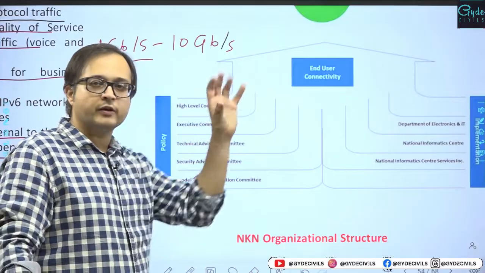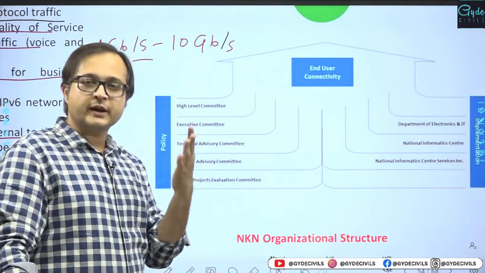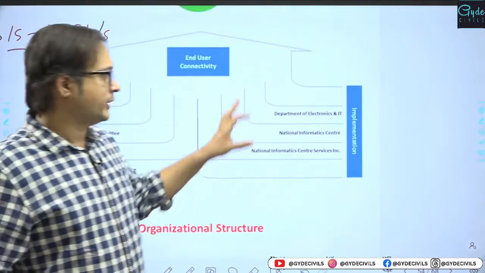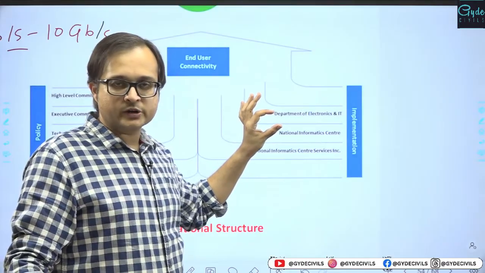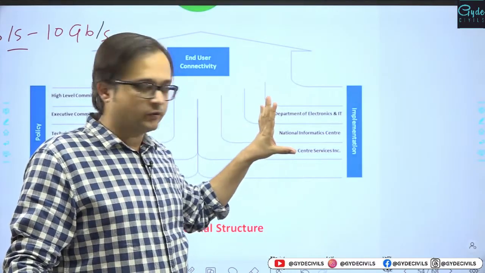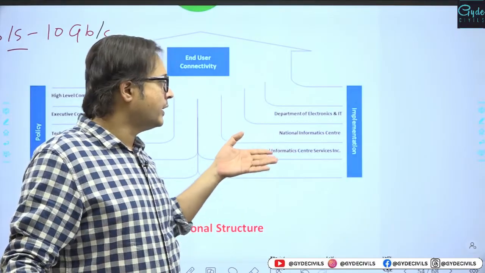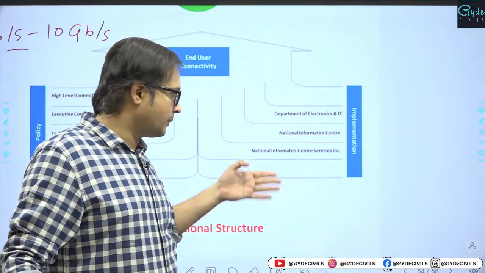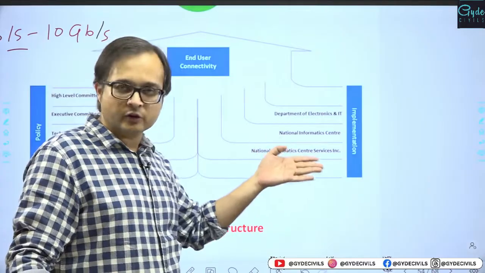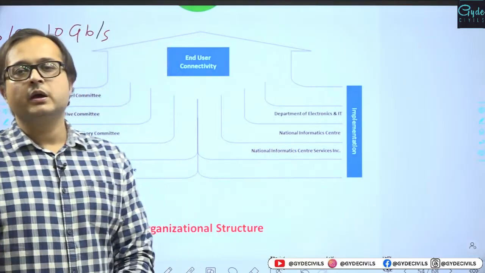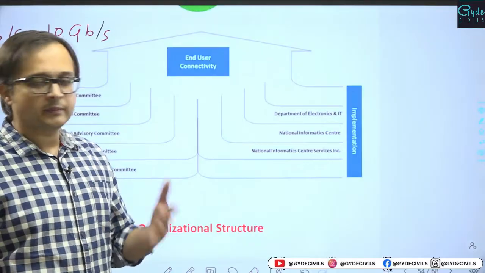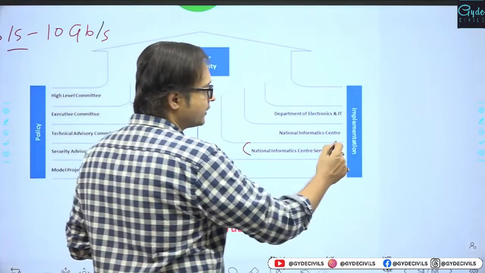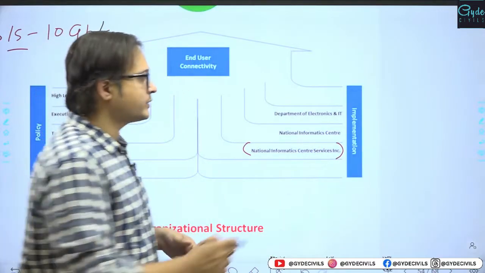These are being created for different model projects which are based on the connectivity which can be provided through National Knowledge Network. Right. At the implementation end, the Department of Electronics and Information Technology is the basic implementer of this overall National Knowledge Network. It has been established and implemented by National Informatics Center, and is actually being looked after by National Informatics Center Services Incorporation, a separate body which is created for the establishment and management of the National Knowledge Network itself. Right, which is under the National Informatics Center itself.